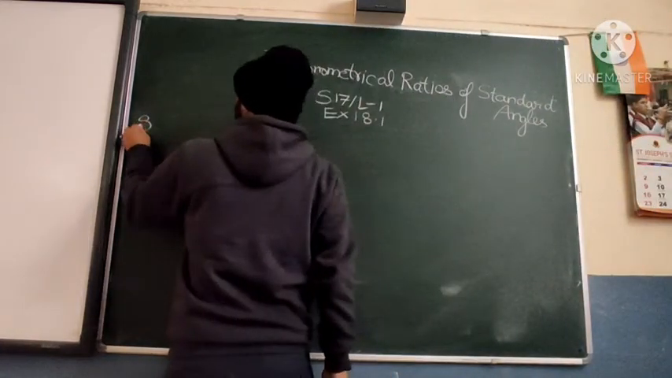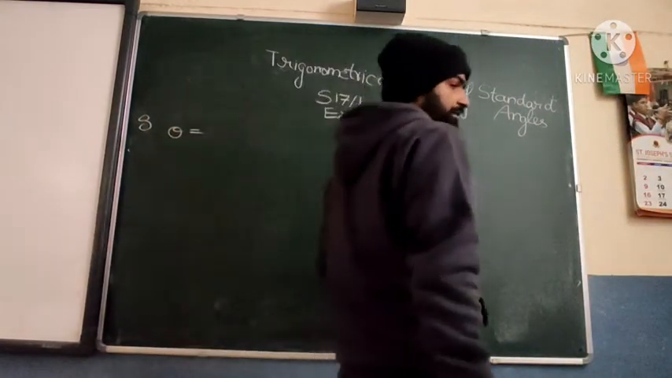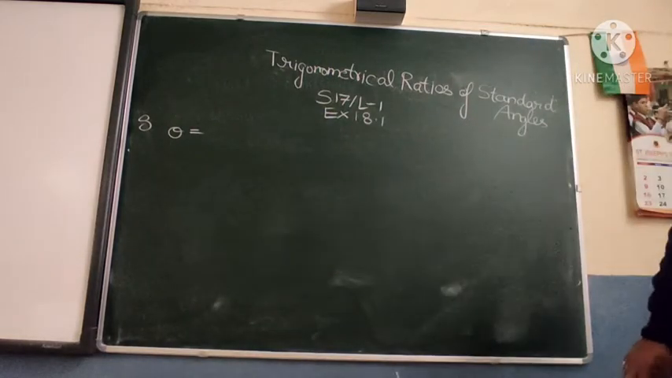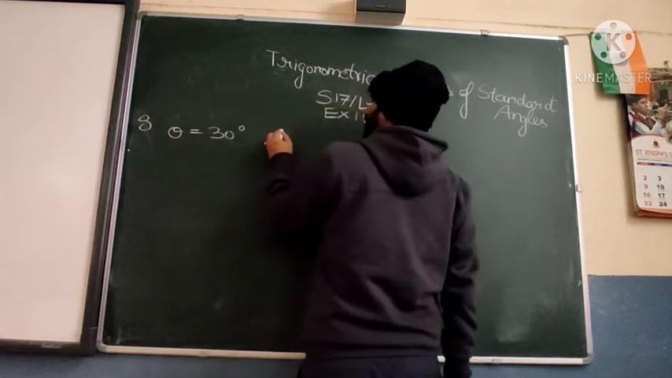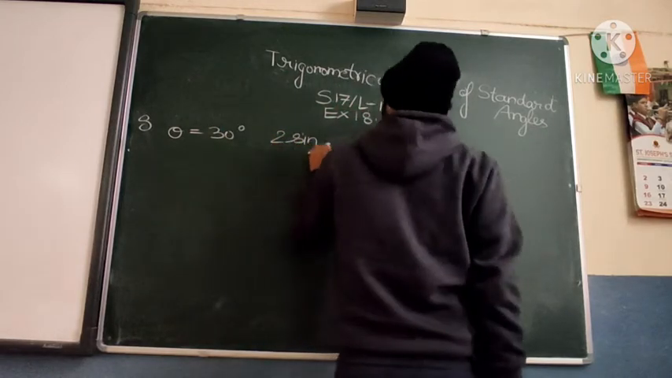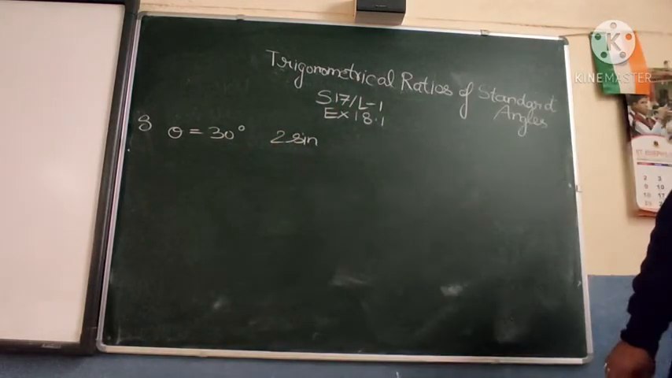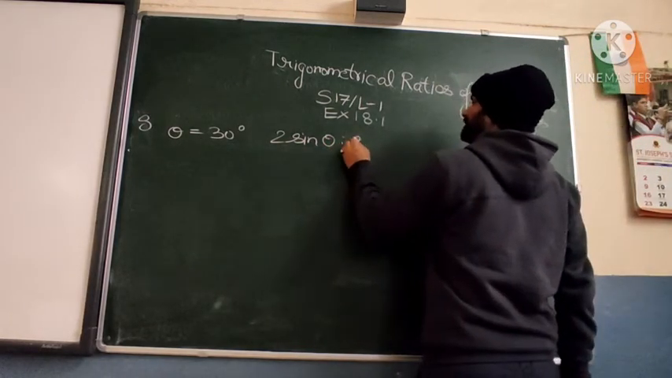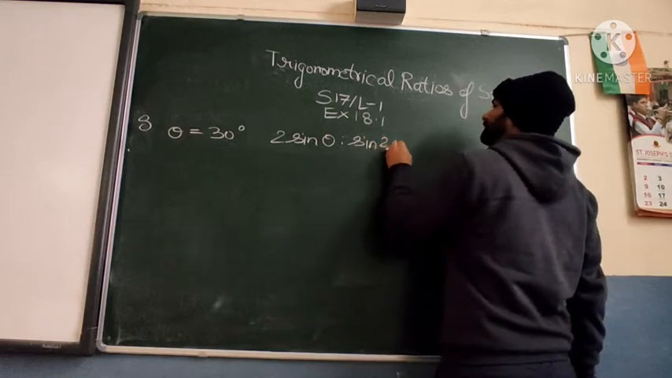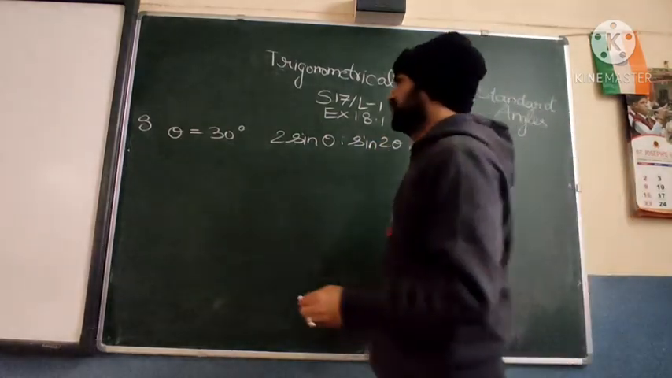Therefore, how much is theta? 30 degree. Theta equals 30 degree. Find the ratio of 2 sine theta is to sine 2 theta. Let's find the value of this individually.